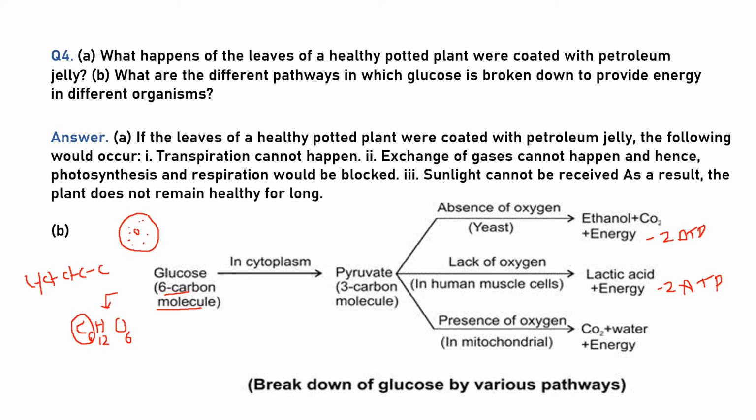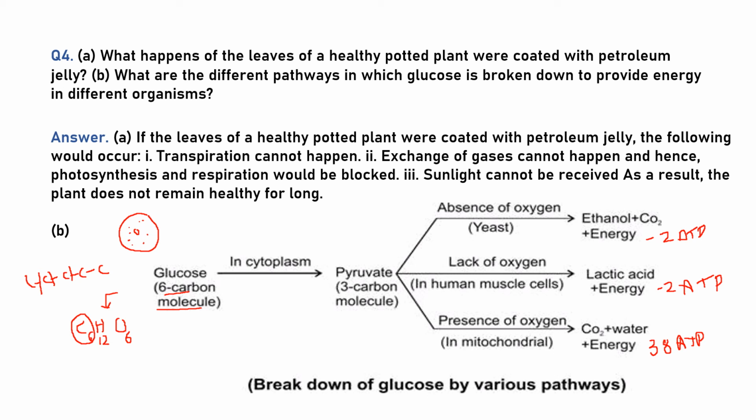In the presence of oxygen, this pyruvate will be divided into carbon dioxide, water and energy. How much energy? 38 ATP is released. So there is a complete oxidation of glucose taking place.